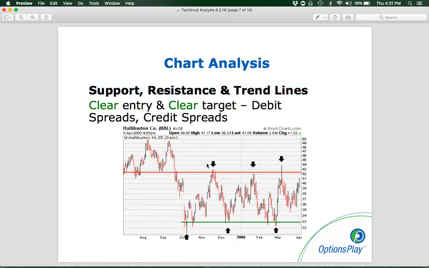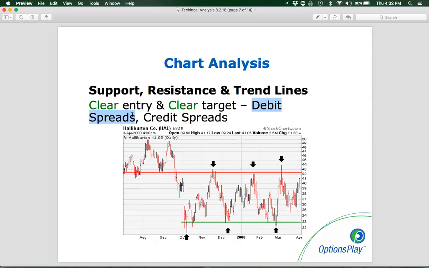So when you use support and resistance lines, you typically think of them as clear entry and clear targets, because when it hits that support level, so as you can see, when it hit that 33 level at that support level, I would expect that it would rally back up to that next resistance, which is around 42, 43. So this is what we consider clear entry and clear target. So this is a very good use of what we would typically use a debit spread for, okay? So when you see a stock bounce off support and you think it's going to hit that next resistance line, debit spreads are a really good option strategy to allow you to take that directional view with limited risk.